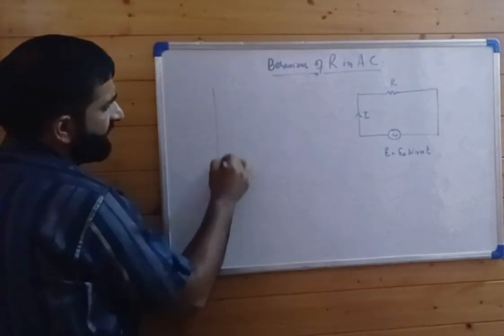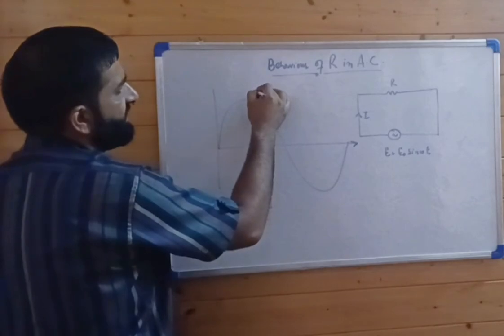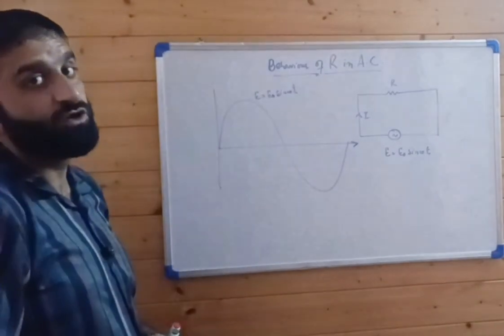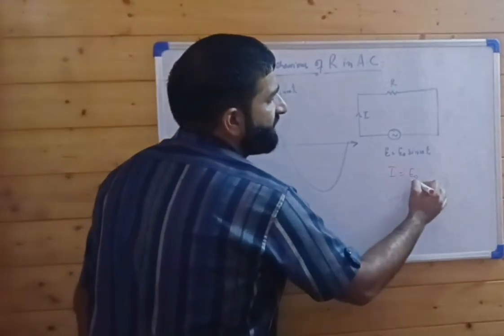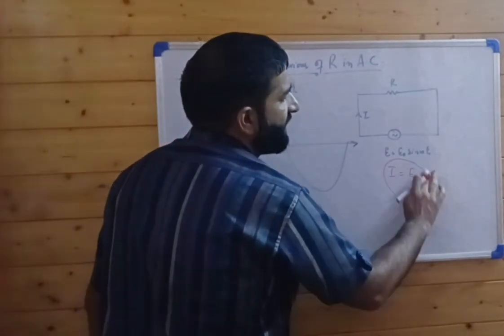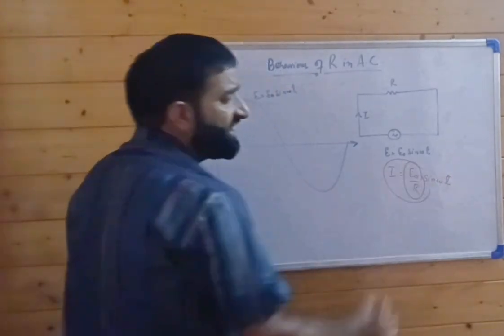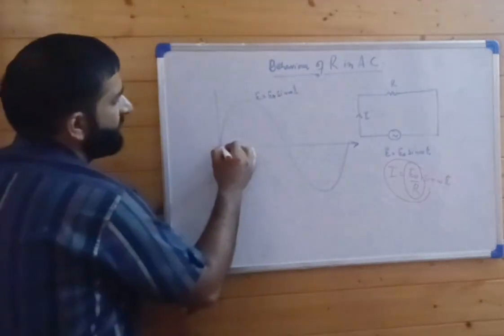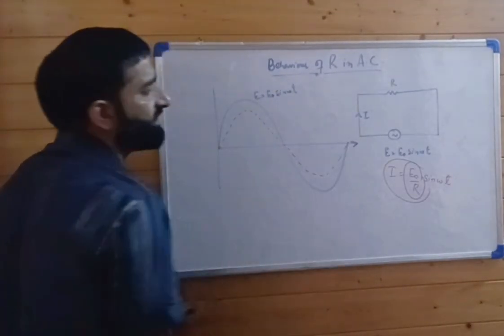We have that here. This is the sine waveform. This is E is equal to E0 sine omega t. The current will have the same waveform, but remember, I is equal to E0 divided by R. That means E0 divided by R sine of omega t. That means the peak value of the current will be less than the peak value of the voltage. So the waveform will be the same, but the peak value of the current will be less.